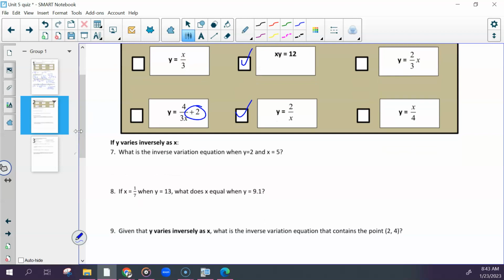Remember that you can also put these in your calculator, graph them, see if they make that hyperbola shape. But they have to have that around 0. So they can't have a b.